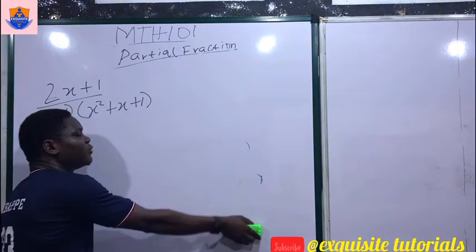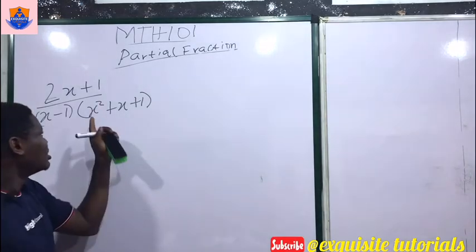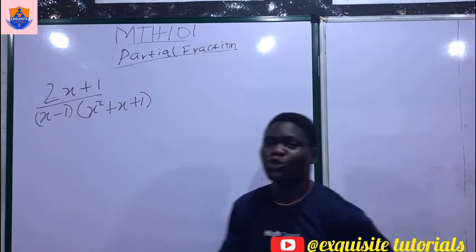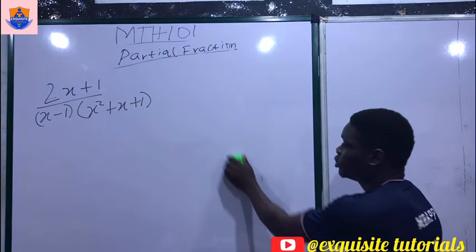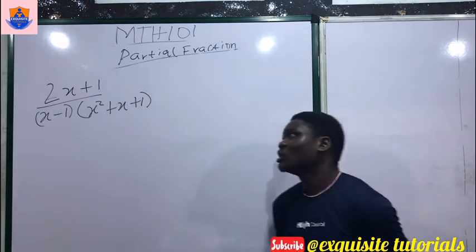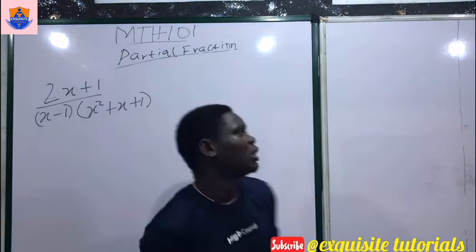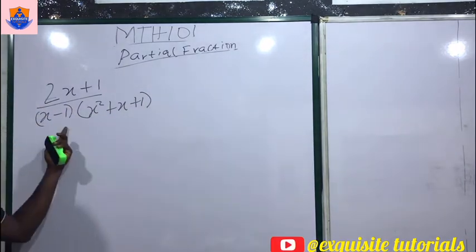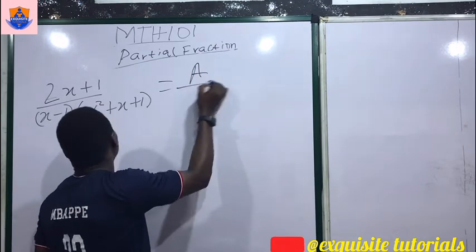Now what if you are given in a form in which you cannot factorize? X squared plus x plus 1 cannot be factorized. If you try to factorize it, you will get a complex value. Now, anytime you find yourself in this case, this is what you do. Now, we have a linear factor here. So, as usual, we just write it a over that linear factor.